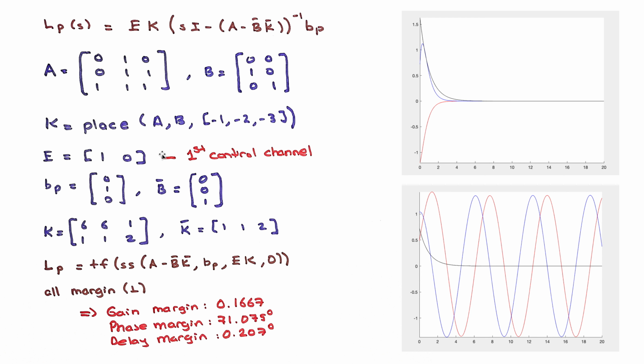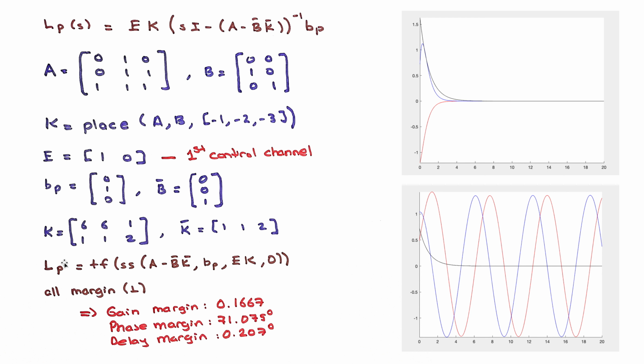Now, if you look here, BP is 0, 1, 0, the control channel's B matrix that I would like to assess stability margins for. The remaining B bar is just the second one, 0, 0, 1. Now, once you use this pole placement command, or place command, you have K to be 6, 6, 1, 1, 1, 2. So K bar, basically responsible for the other control channel, is 1, 1, 2.